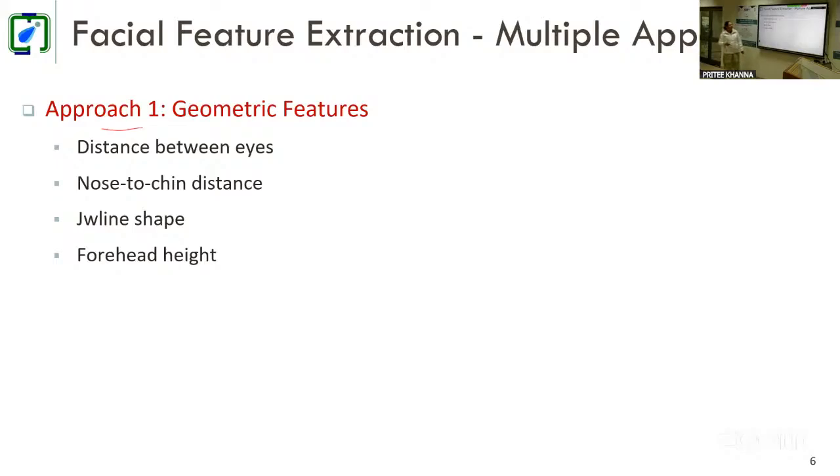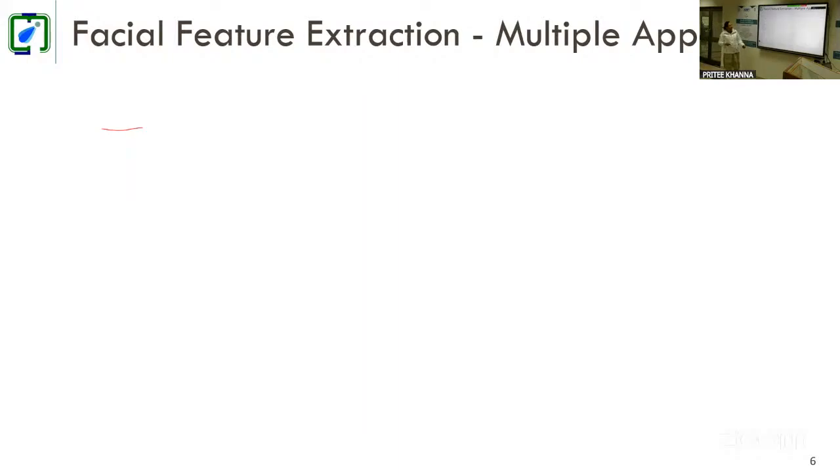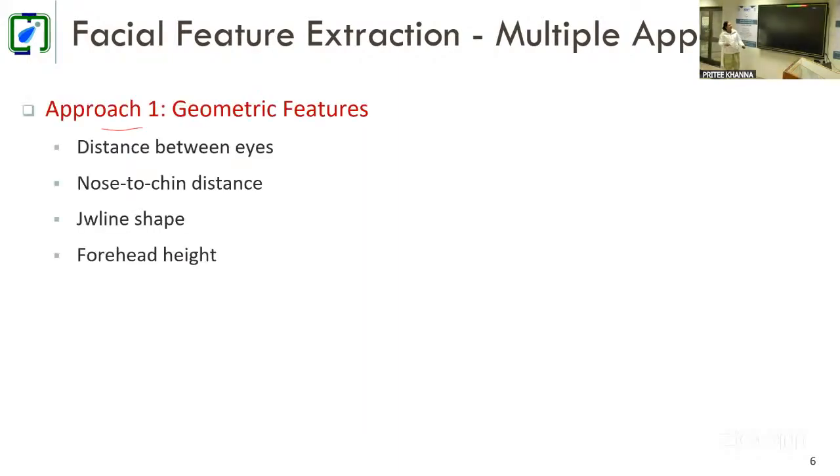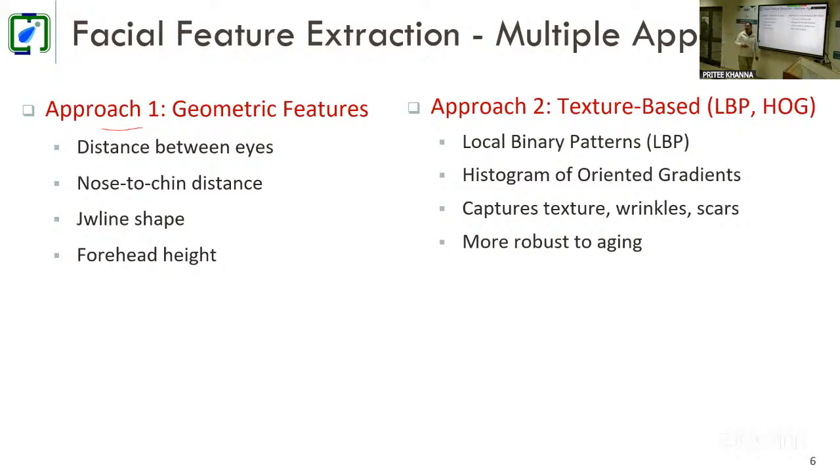Then we move one step further. Now we come to texture-based features. Local binary patterns, for a long time, these features have ruled pattern recognition applications. Then histogram of oriented gradients, SIFT, SURF, all these. These features were found to be robust to aging also.